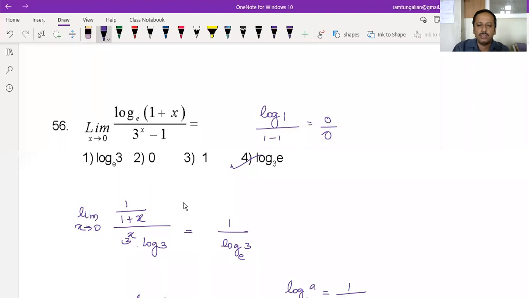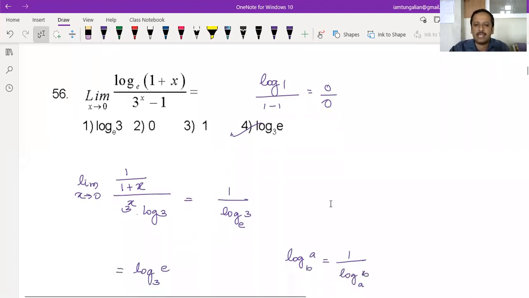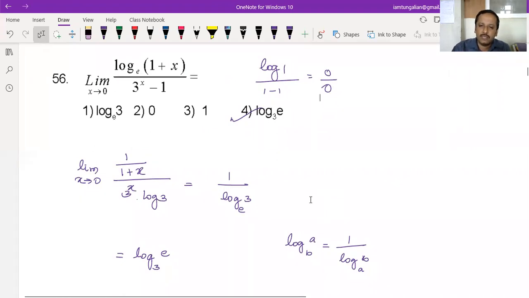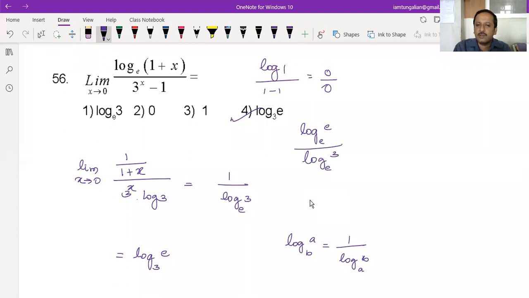Put x equal to 0. So 1 by 1 will give you 1. Here 3 power 0 is 1, log 3 to the base e. Base is not mentioned, means base must be e. Log 3 to the base e can be written as 1 by log e to the base 3. How? If you have any doubt, I'll write like this. 1 can be written as log e to the base e divided by log 3 to the base e. So log e to the base e by log 3 to the base e is equal to log e to the base 3. By using that change of base rule, we can write it in this way. Or you know this also, log a to the base b is equal to 1 by log b to the base a.